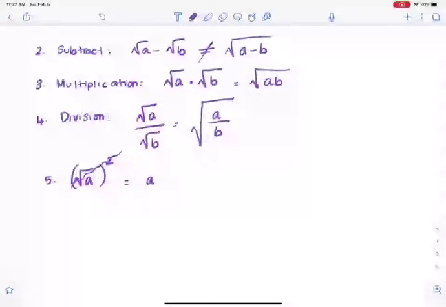So the last property here: square root of A, if you square it, the root and the square will get cancelled. Mind you, I can write another property. Square root of A raised to 0 is 1. Any number raised to the power of 0 is 1. That includes square root of a number, because square root of a number is a number.